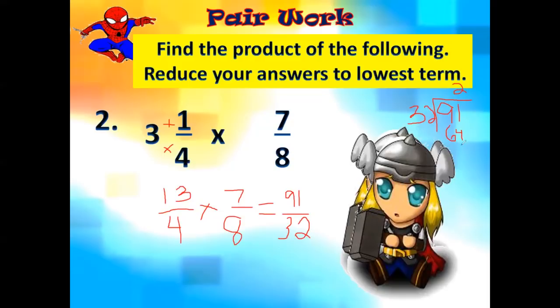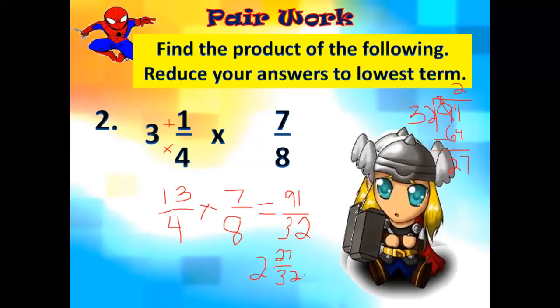2 times 32 is 64. Okay? Then subtract. 1 minus 4 cannot be, so we're going to borrow from 9. So 9 will become 8. 1 will become 11. 11 minus 4, you have 7. 8 minus 6, you have 2, so 27. So 2 will be the whole number. And then the remainder, which is 27, will be the numerator. And then the denominator will be 32.